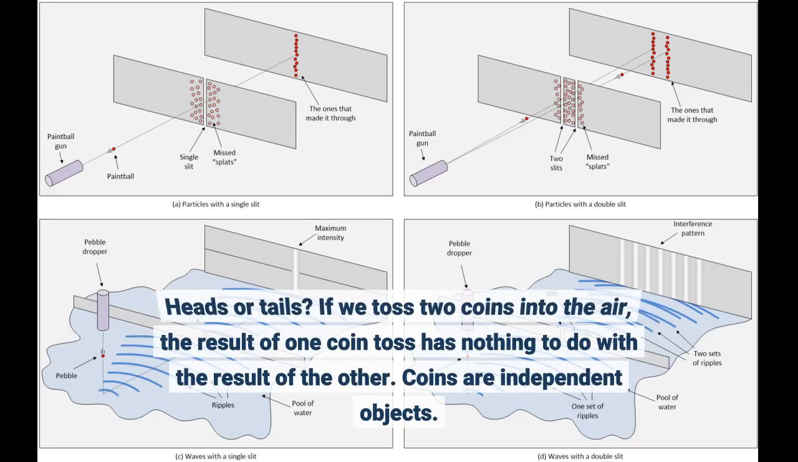Heads or tails. If we toss two coins into the air, the result of one coin toss has nothing to do with the result of the other. Coins are independent objects.